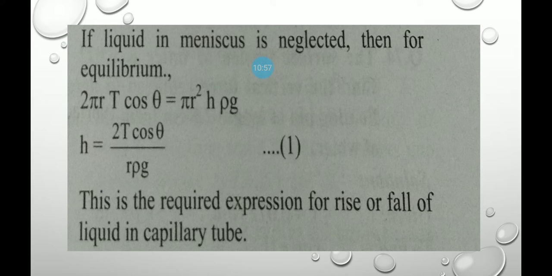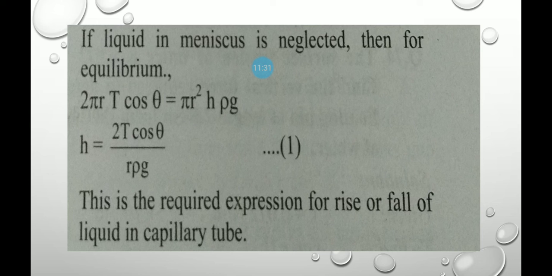If the liquid in the meniscus is neglected, then for equilibrium, twice pi r T cos theta is equals to pi r square h rho g. And finally we get h is equals to 2T cos theta upon r rho g. This is the required expression for rise or fall of liquid in a capillary tube. Students, this is the required expression for rise or fall of liquid in a capillary tube, you know.